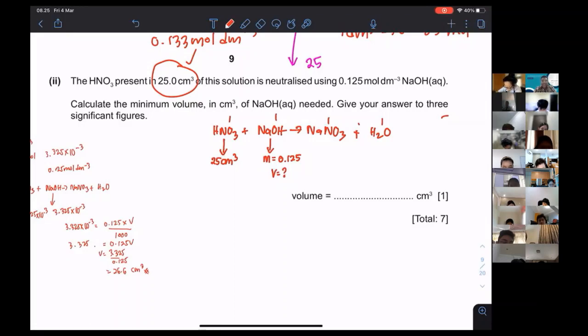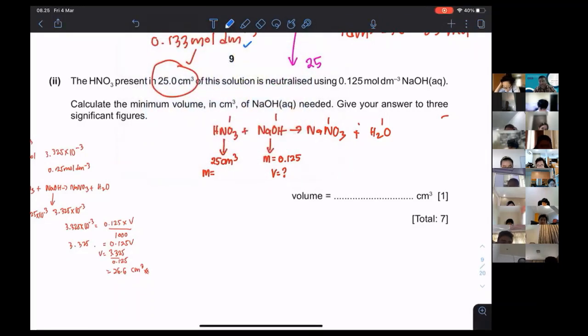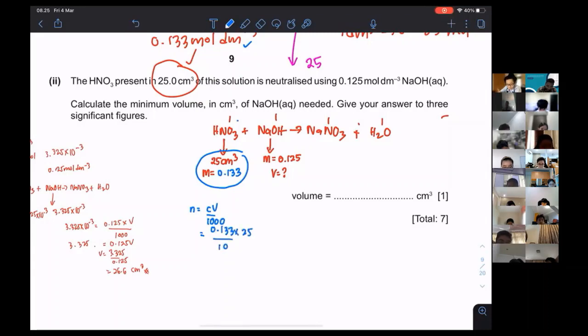We know the concentration here. The important thing is to know that the concentration is still going to be 0.133. Then find the number of moles. The number of moles is concentration times volume divided by 1000. So concentration 0.133 times 25 divided by 1000.